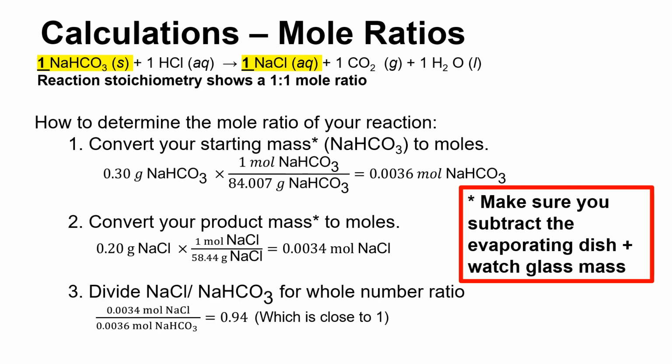Then we're going to divide the moles of salt by the moles of sodium bicarbonate to get that whole number ratio. So in this example, I divided the moles of each and I got around 0.94, which is pretty close to 1. So that's what you're aiming for, as close to 1 as possible. That means that the reaction's completed and everything went pretty well.